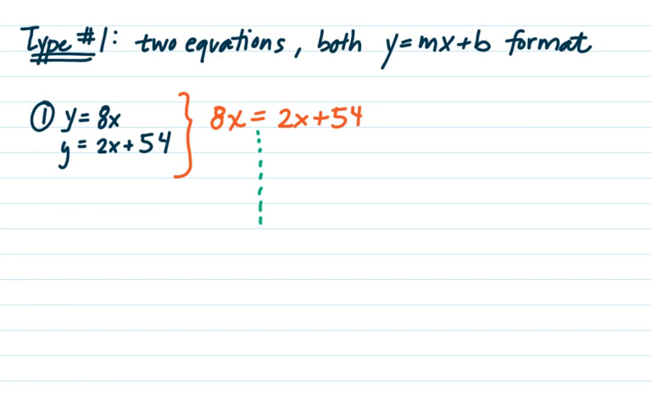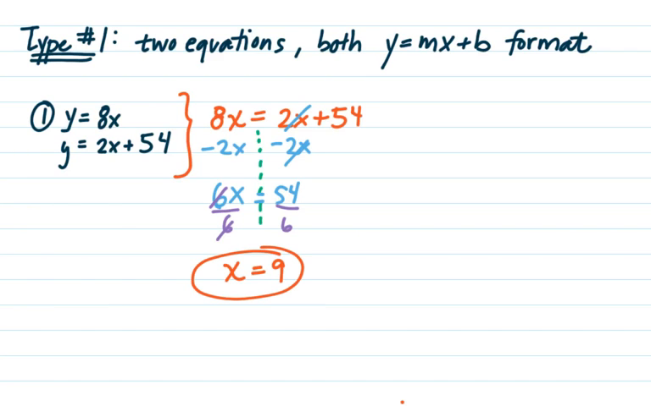Combine the x's on the same side. In this case, I'll minus 2x. Minus 2x, we get 6x, that cancels, is equal to 54. And lastly, we want to get x all alone, so we divide by 6, and we have a final answer for x. x equals 9.